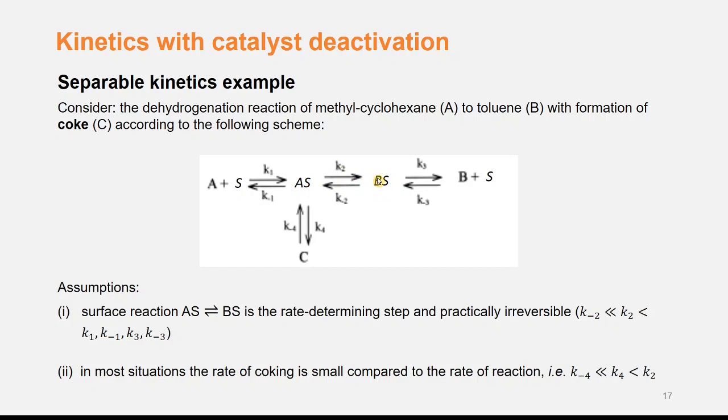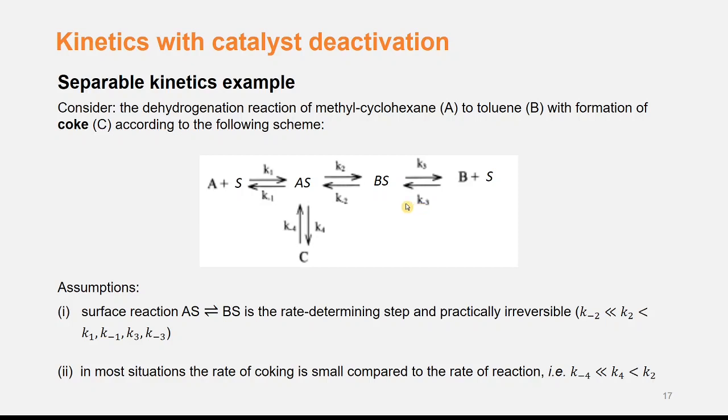Hydrogen is also formed, but it is not shown here for simplicity. The rate constants for the reaction where AS goes to BS are K2 and K-2. Finally, BS desorbs from the catalyst to give B and return a free active site S. And the rate constants are K3 and K-3.